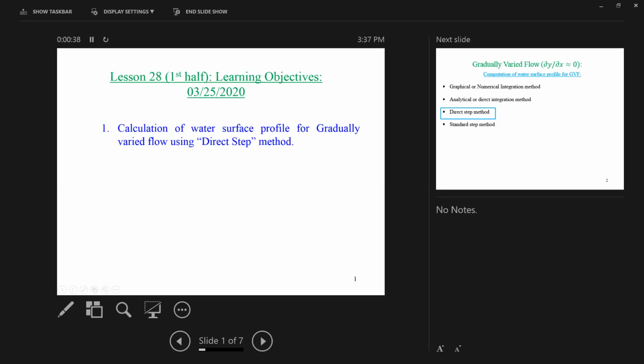Before the break, we completed up to lesson 27. So from today, we'll start lesson 28. It has two parts, so I will split the total video into two parts. This is the first half.